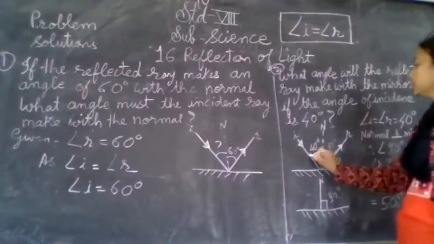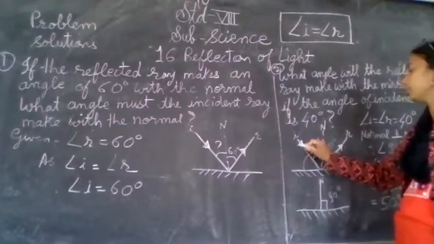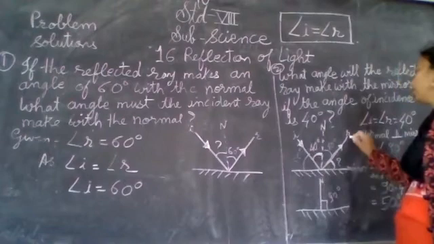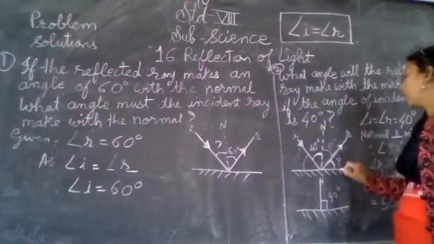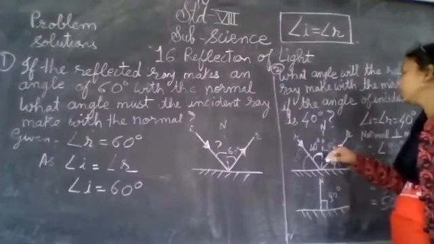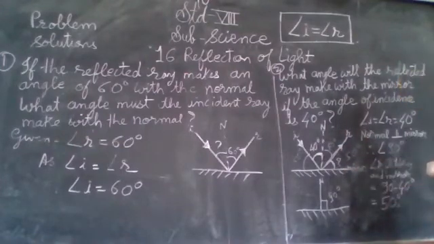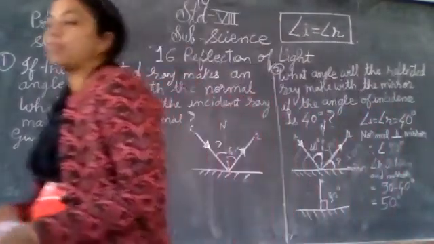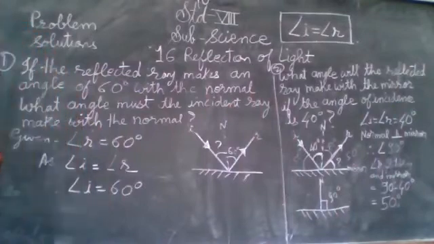This angle between the incident ray and the mirror will also be 50 degrees. And the angle between the reflected ray and the mirror will also be 50 degrees. 90 minus 40 is 50. Hope you got how to solve these problems related to your laws of reflection.